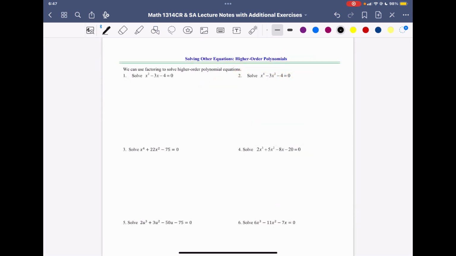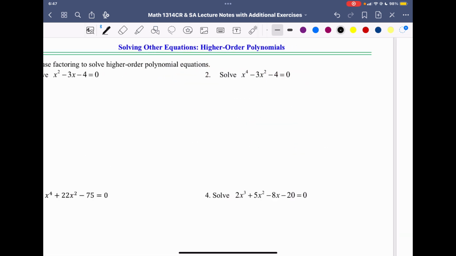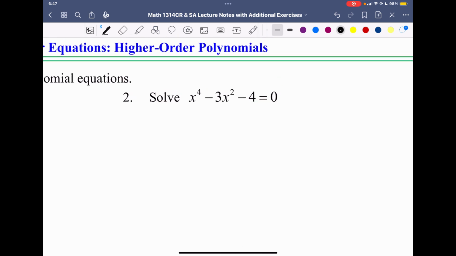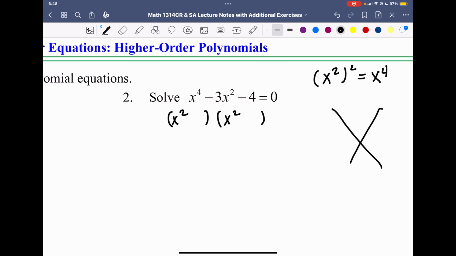Factoring by groups. So we're not going to do the first one. Let's do the second one, because the other one's just regular factoring. So this is going to be x squared and x squared, because x squared squared equals x to the fourth. And so when I make my organizational chart, I have 1, negative 4, so I have negative 3, negative 1.